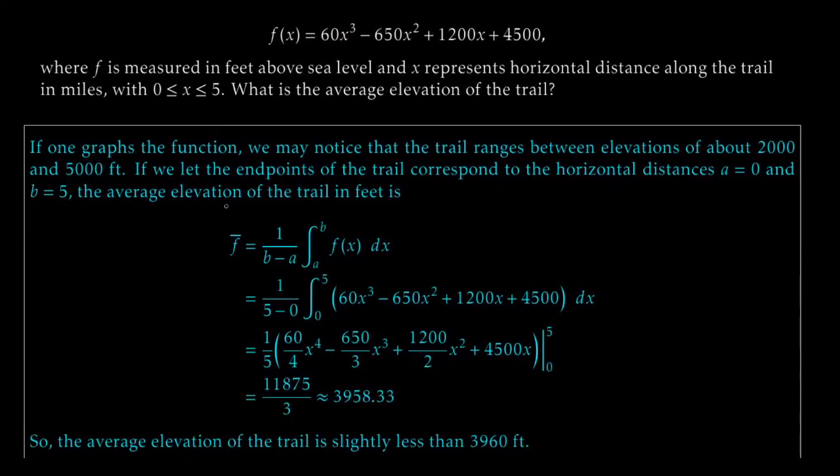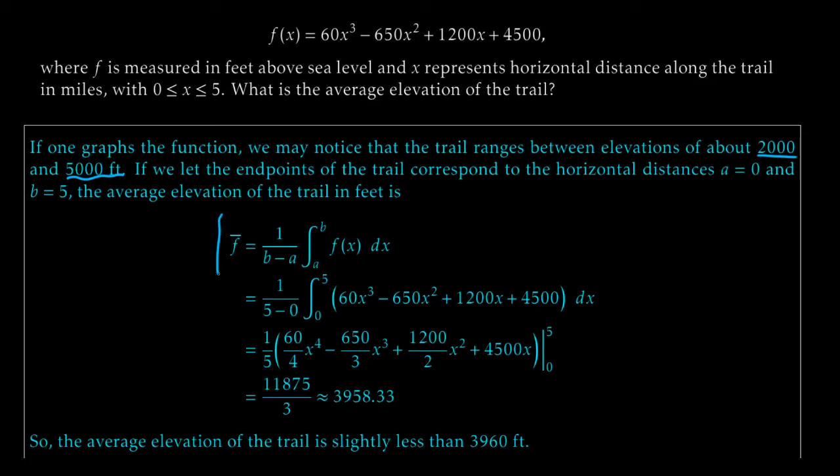What we can notice is that if we graph the function, and I didn't really do that up there, we can just pretty much figure out that the trail ranges between an elevation of about 2,000 and 5,000 feet. So you can go ahead and graph this out if you want, or you can just take my word for it. But basically, all we're going to do is let the endpoints of the trail correspond to the horizontal distances a equals 0 and b equals 5, and the average elevation of the trail in feet is just going to follow exactly from our definition. We're just going to use the definition of the average value of a function.